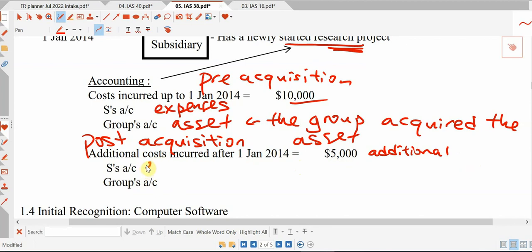If research is expenses, the group for this additional 5,000 also expenses. So the only difference is when the parent steps in to control the subsidiary, the initial cost will be an asset in the group. This is the only difference. After that, everything follows the R&D. Research cost, additional research cost, continues as expenses in both the subsidiary and the group account.